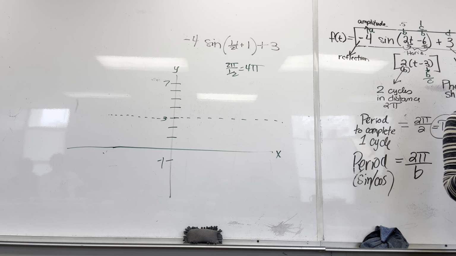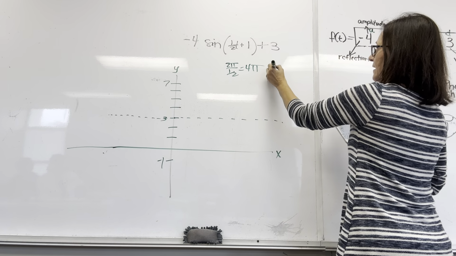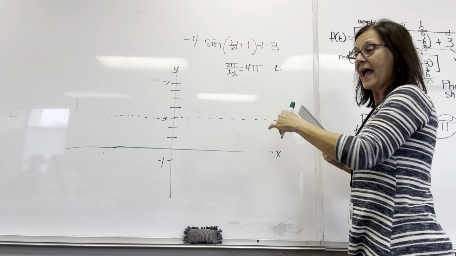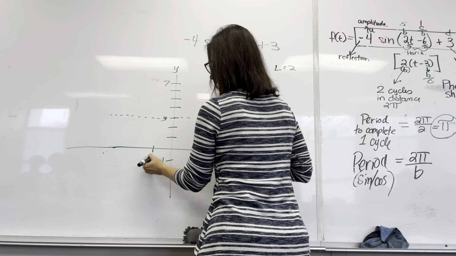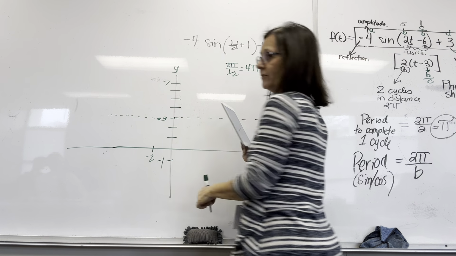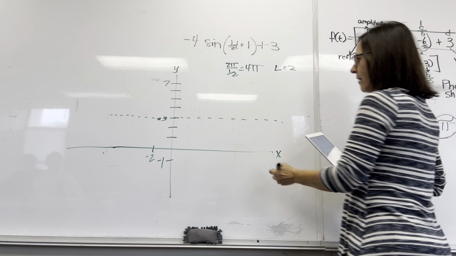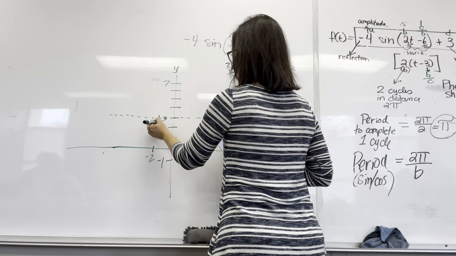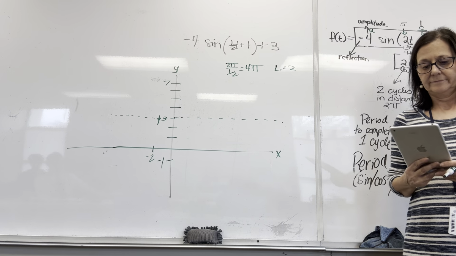What about the 1? Yep. It's a phase shift left by 2. Right. 1 over 1/2, so left by 2. So we're going to start at negative 2 and go down. And we have to go a distance of 4 pi. So let's figure out where we're going to end. What is negative 2 plus 4 pi in your calculator?